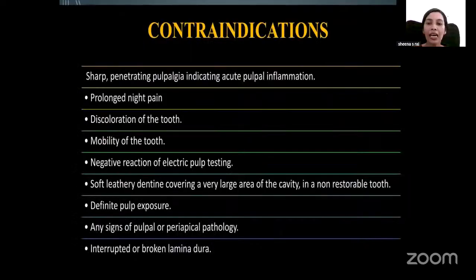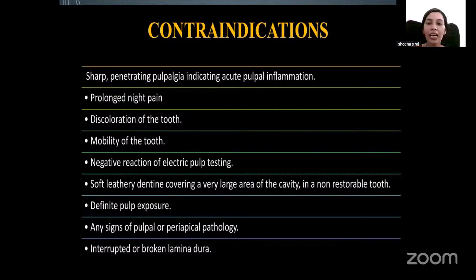Now, as I told, if the patient is having some sort of pain, like prolonged night pain, or discoloration of the tooth showing necrosis of the pulp, mobility of the teeth, or a negative reaction to electrical pulp testing, meaning the pulp is non-vital, and any pulpal and periapical signs and symptoms are seen, as I told in the last slide, it is a contraindication to do a pulp capping.